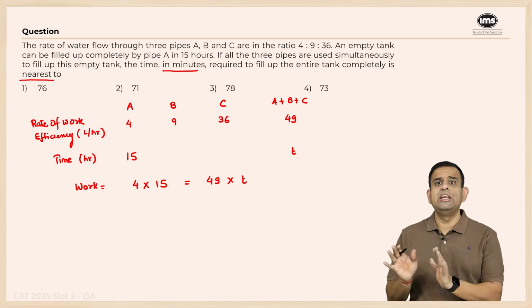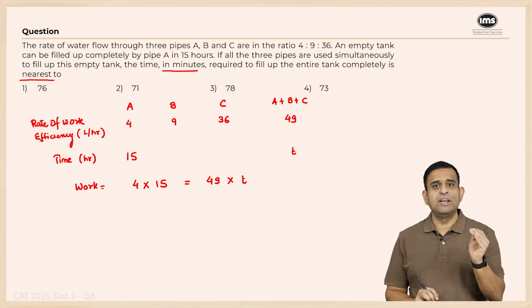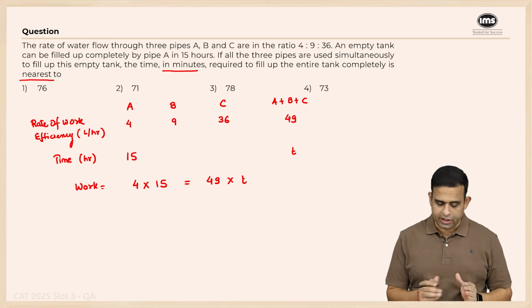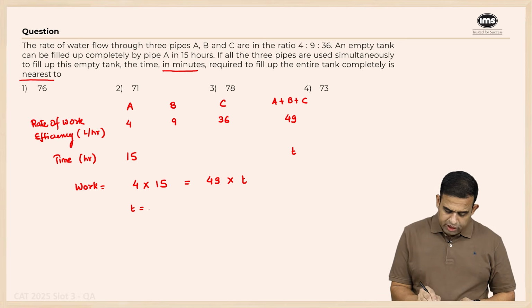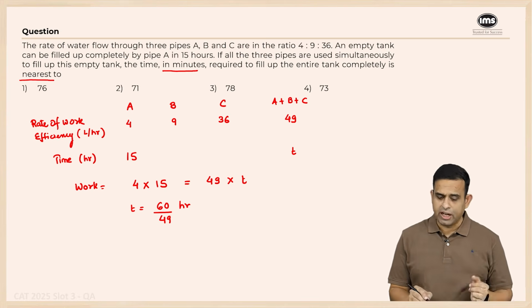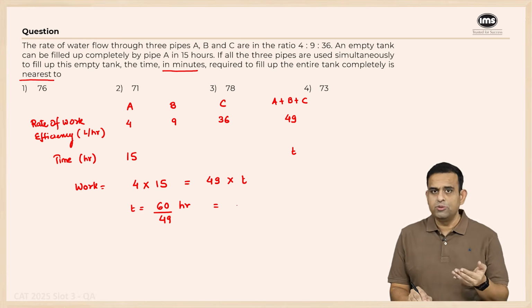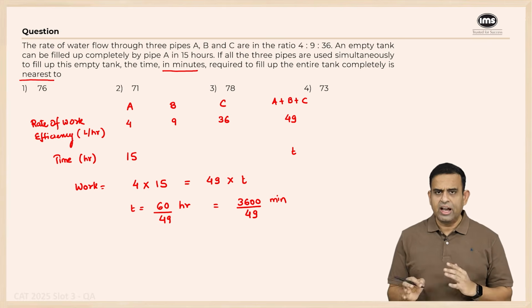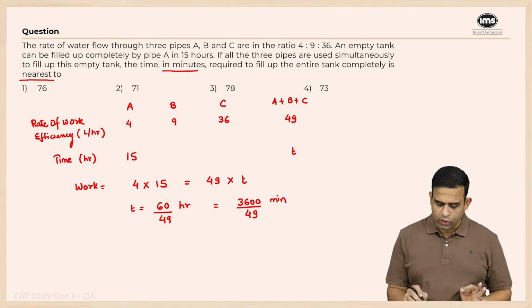Assuming that I am writing t in terms of hours, we have to finally convert that number into minutes. We know that 1 hour corresponds to 60 minutes. So from here, t would be equal to 60 by 49 hours. If I want to convert this into minutes, let's multiply it by 60. So 60 into 60 becomes 3600 over 49, this many minutes, and we have to find this particular outcome.